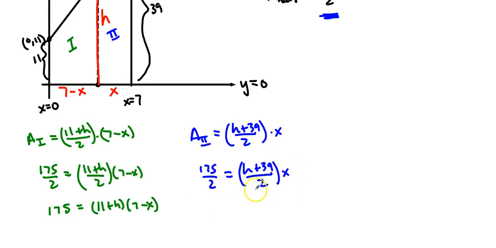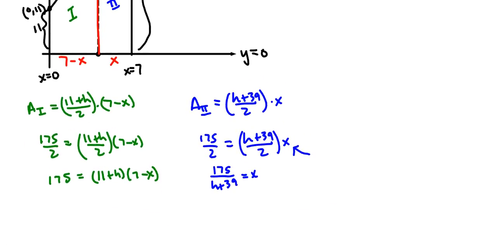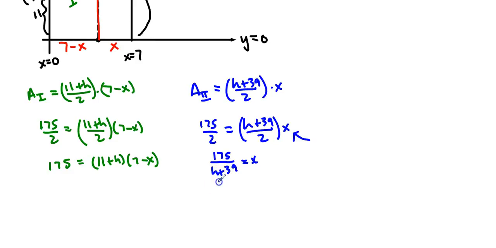If you notice, what we have is a system of equations in two variables, h and x. So we're going to use the substitution method. I'm going to go ahead and solve for x, and in order to do that, I need to flip and multiply. So what I end up with, multiplying by the reciprocal on both sides, is 175 over (h + 39) is equal to x. So I can go ahead and take that value for x and plug it into the other equation and solve.